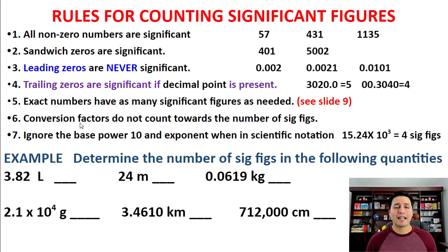So rule 5 says that exact numbers have as many significant figures as needed. So whenever you're counting something, 1, 2, 3, 4, 5, those won't count towards your total number of sig figs. Now rule 6 says that conversion factors do not count towards the number of sig figs. Now remember, this is when you're converting within a system.